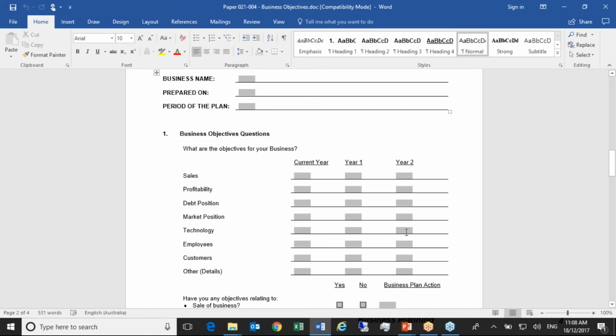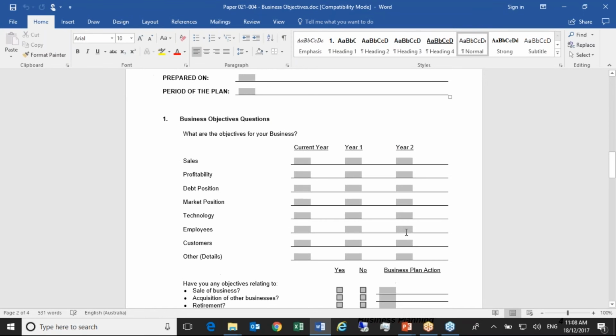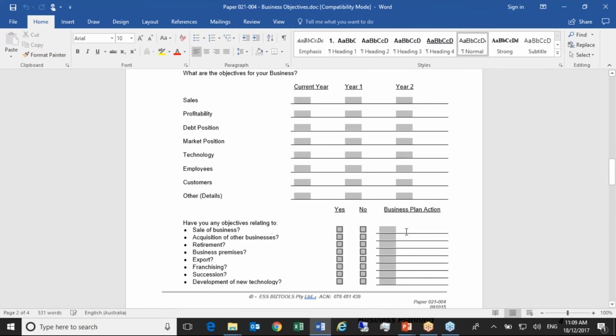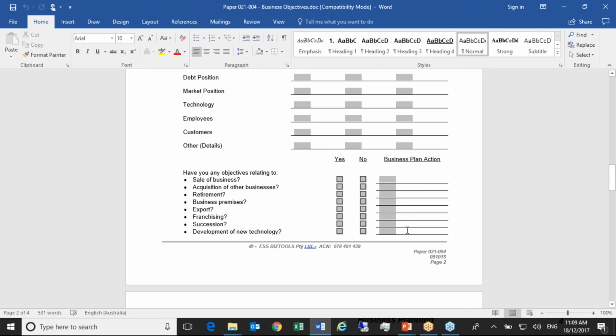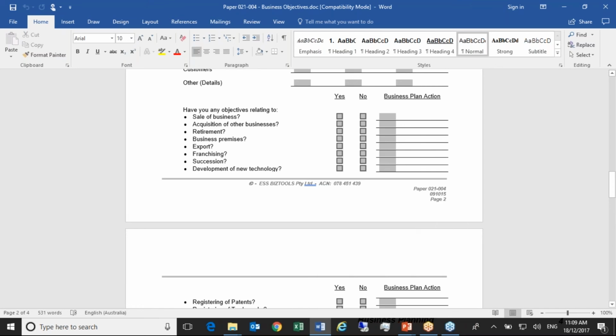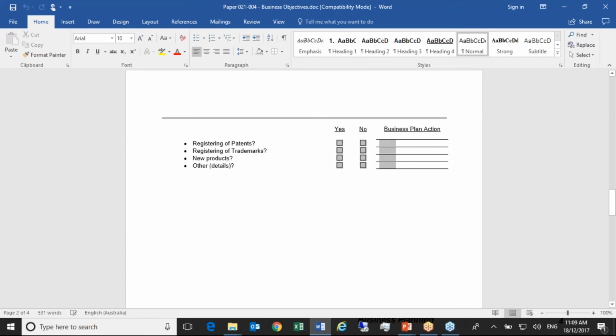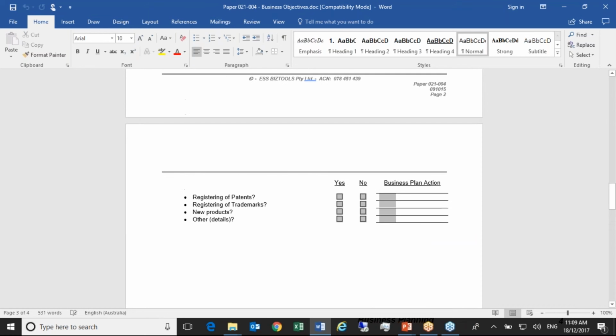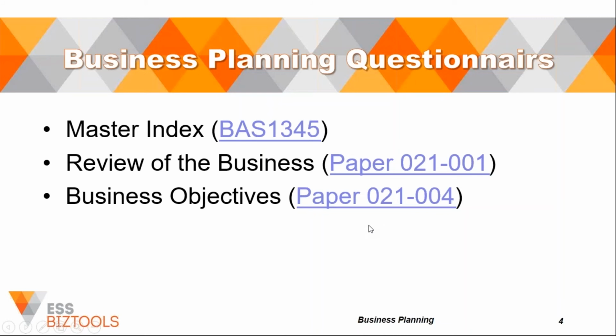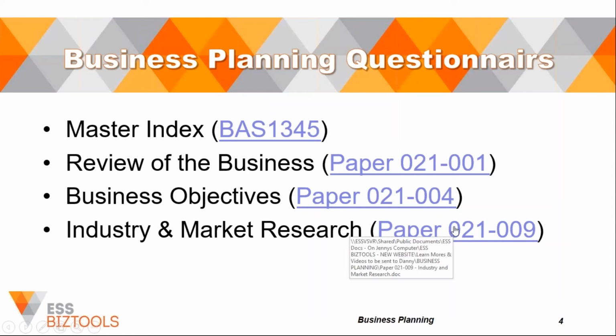What are the objectives for this business? I always start with sales and profitability, but also their debt position, their market position. What do they want to achieve? Are there any objectives relative to selling the business, acquiring another business, retirement, franchising? Just to give you the feel for what the client is really thinking. And by utilizing these questionnaires, you're not relying on memory. You're able to work through them.